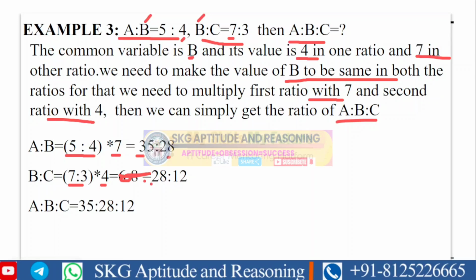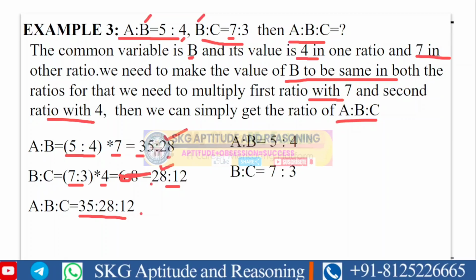If I multiply 4 with 3, it will become 12. So after multiplying with some numbers, the b value was 28 here. In the second ratio also the b value is to be 20. So I'll get the same ratio: a is to b as 35 is to 25, 28 is to 12. And let's see another method to solve the same problem.